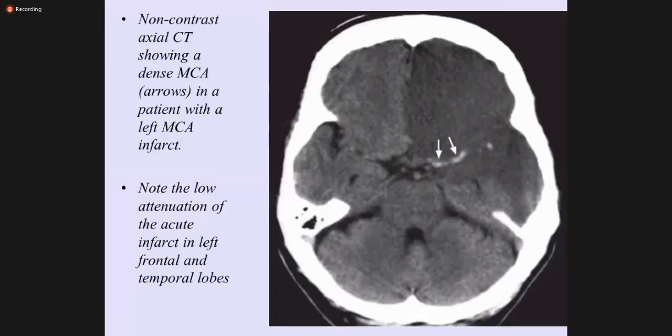Okay, this is a non-contrast axial CT showing a dense MCA in a patient with a left MCA infarct. In the previous slide, I showed you the right side. Now I'm showing you the left side. Further, you can easily see the low attenuation of the acute infarct in the left frontal and temporal lobes. Again, when I use the word acute, you can easily see the mass effect.